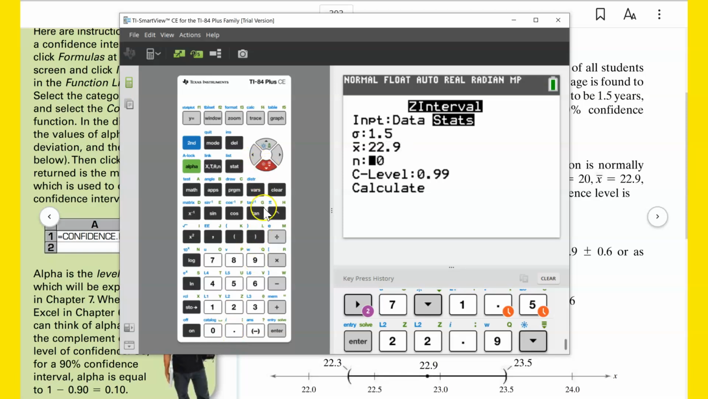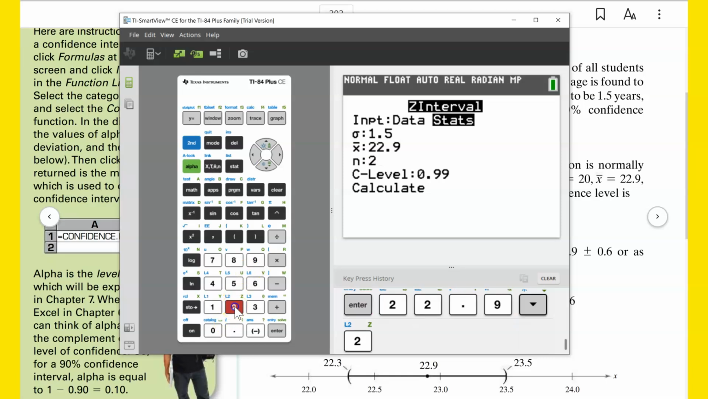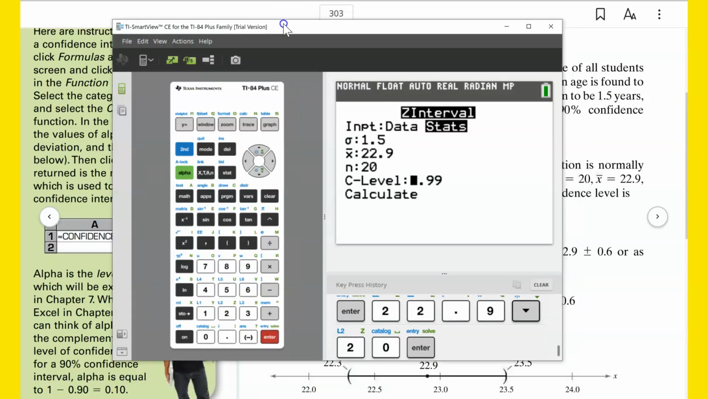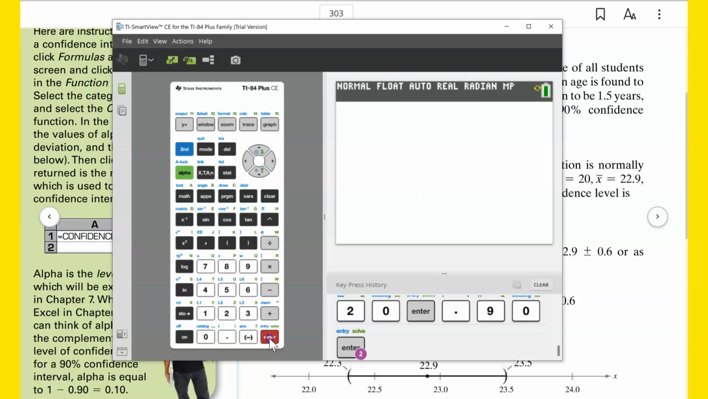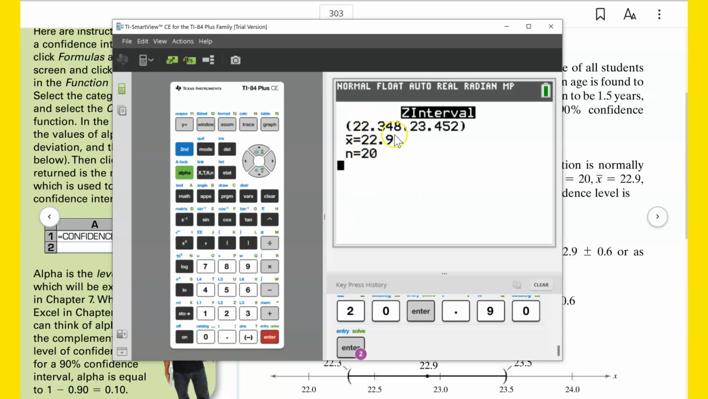The sample size was 20, it told me. And what confidence level does it want? 90% confident. That's going to make my confidence interval less wide. It's going to make it come in a lot more when I don't have as high a confidence level. So my confidence interval is 22.348 to 23.452. I'm 90% confident that the mean of the population is between 22.348 and 23.452 based on all the information given.